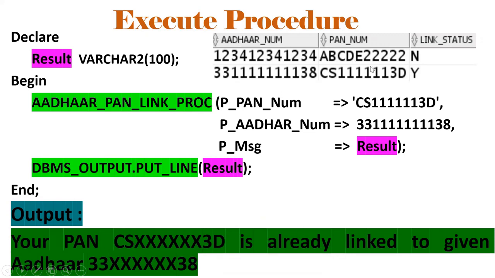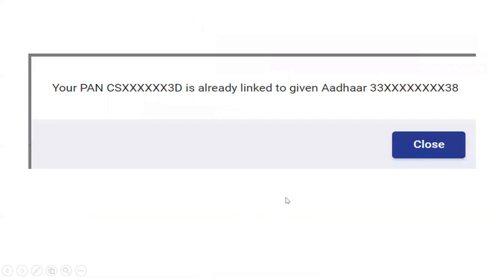So this is the positive scenario. Now we will see one more. We'll get the message like this: "Your PAN is already linked to the given Aadhaar." This is the positive scenario. Now see what happened. Now we'll see one more negative scenario.